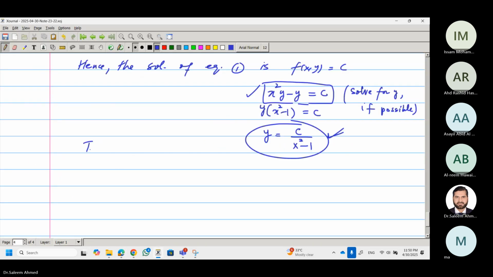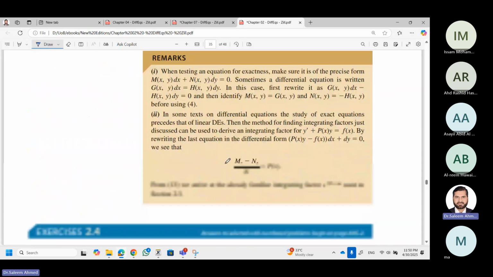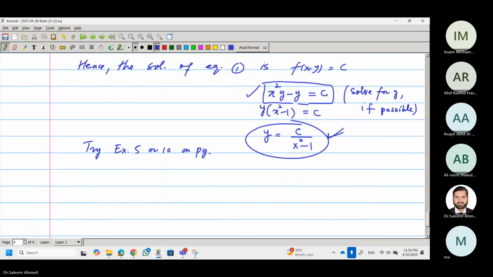Try exercise 5 or 10 on page 70. All right, so I think that's it.